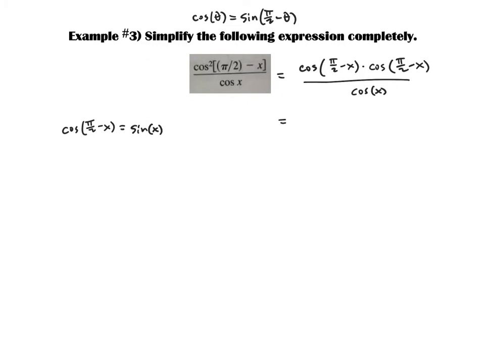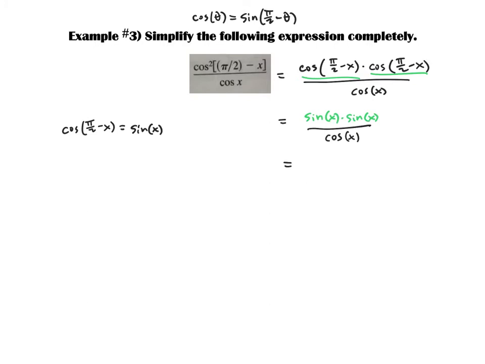Right? The other acute angle's sine is equal to cosine of pi over 2 minus x. All right, so these are both equivalent to sine, I should point that out. So I have sine x times sine x over cosine x.